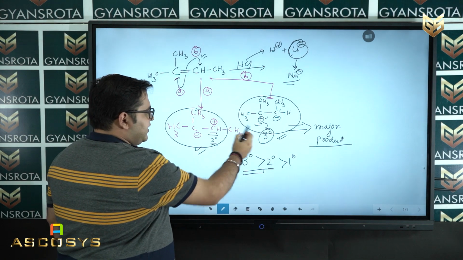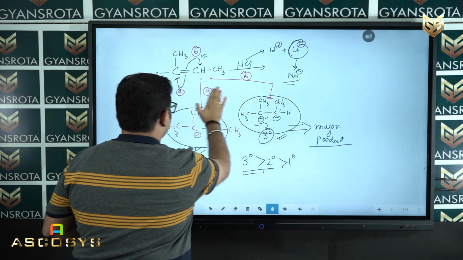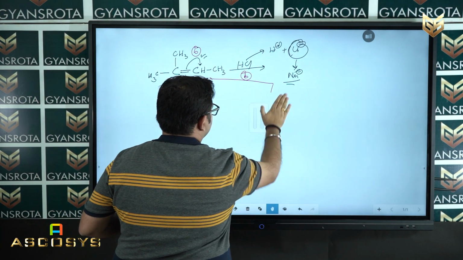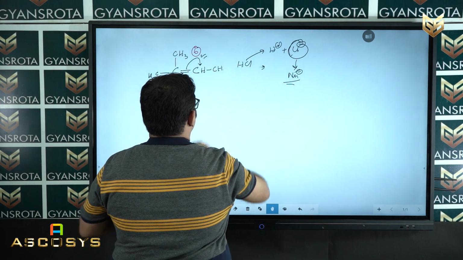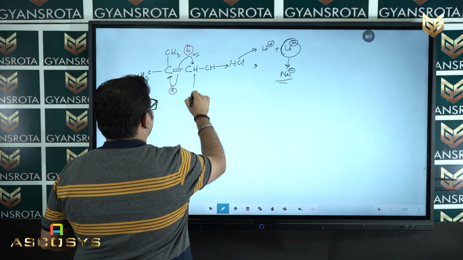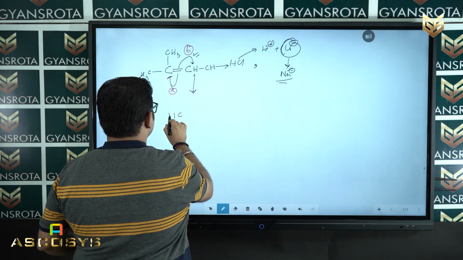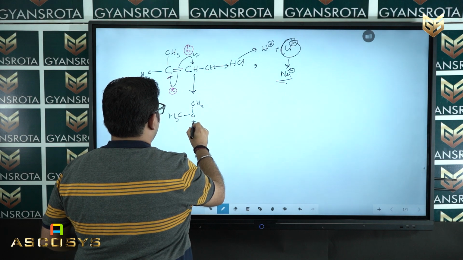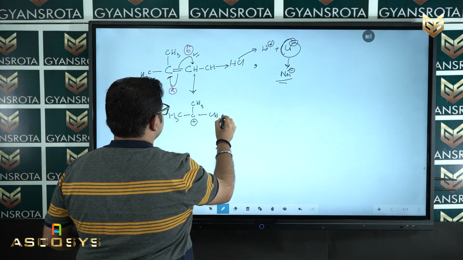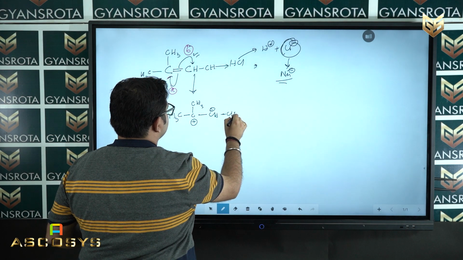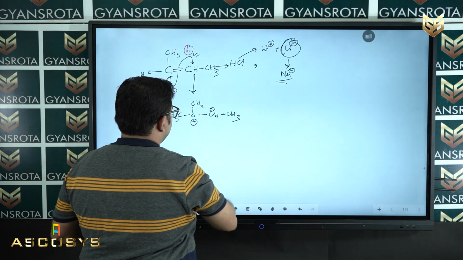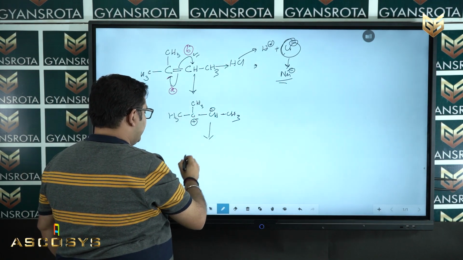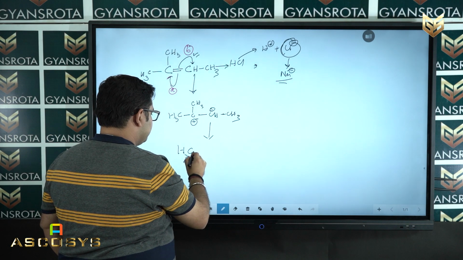So, if I am taking this one, again I am going to rub this and consider this B, that is CH3, CH3 positive, CH minus, CH3. Now, this Cl will go and attack this tertiary carbocation and we obtain our product.